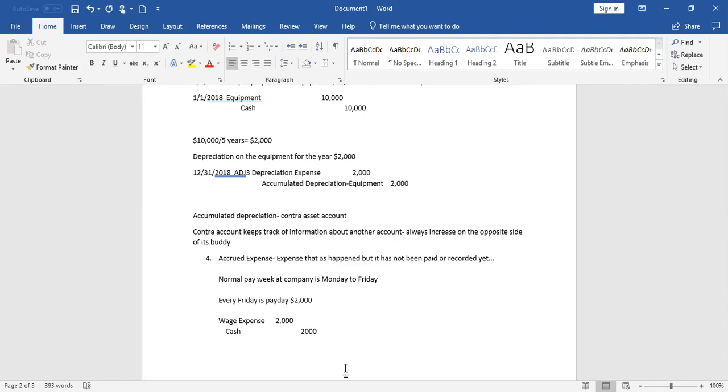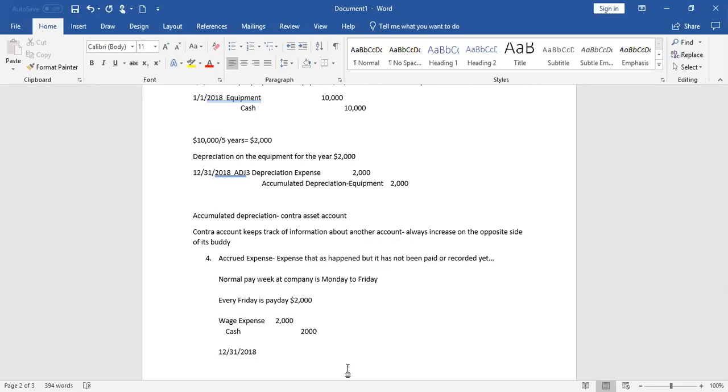What we have to do is figure out on December 31st, that's what we're focused on. We're not worried about Friday the 2nd. I just wanted to show you that. We're focused on Wednesday. As of December 31st, do we need to record any expense related to the workers? And the answer is yes. They worked 3 days of the 5 days. So if you say $2,000 is for 5 days, so 2,000 divided by 5, that's $400 per day.